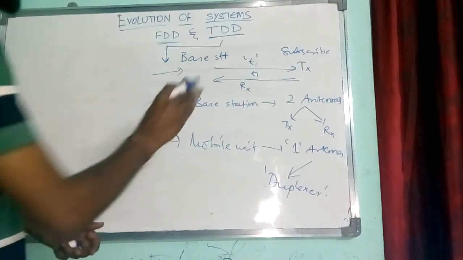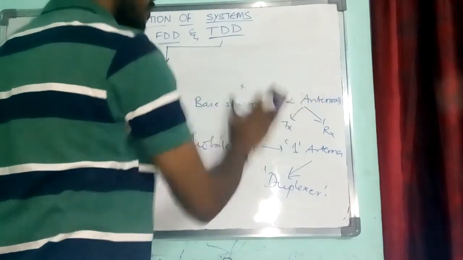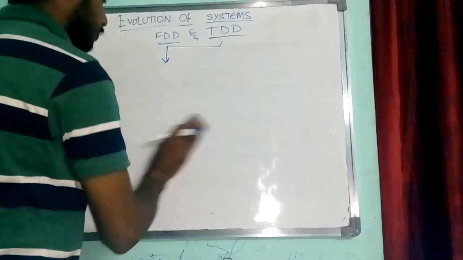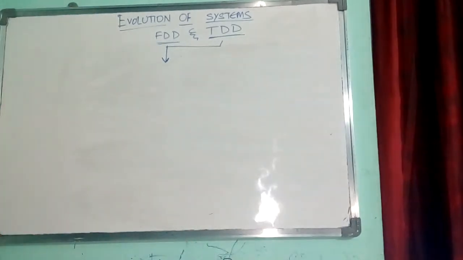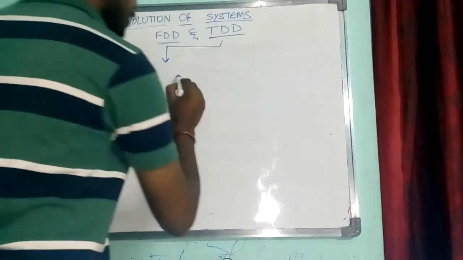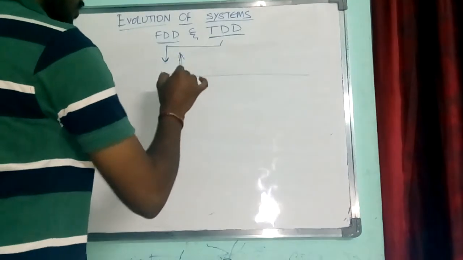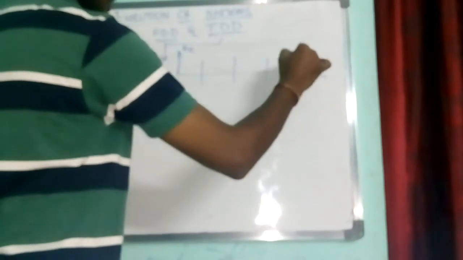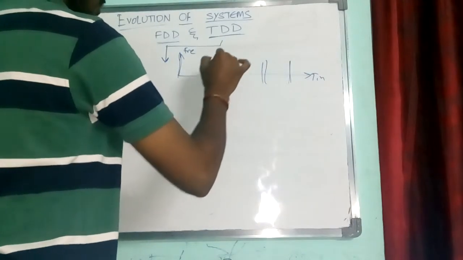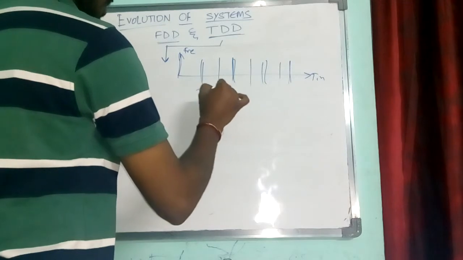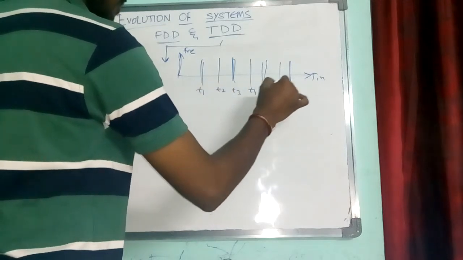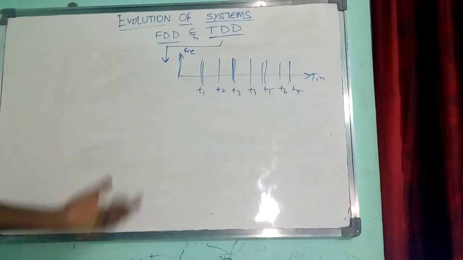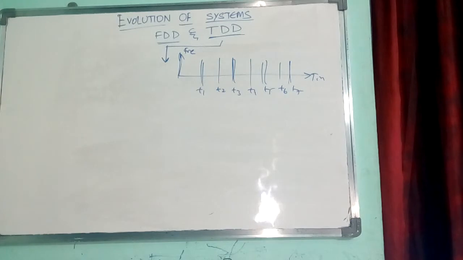Next is TDD. In time division, whenever we find time division, it is just the sharing of time slots. Suppose I have a radio channel of frequency and time, I will make this into time slots at time t1, t2, t3, t4, t5, t6, t7, and so on. It is possible to share a single radio channel into different time slots.